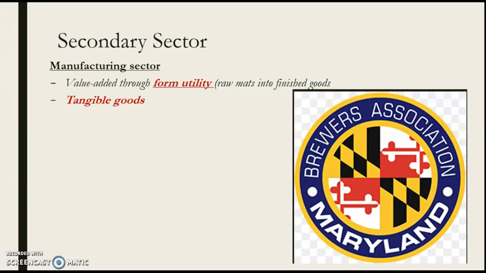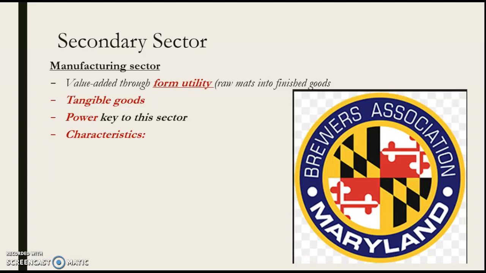The logo on your screen is of the Maryland Brewers Association. So think of something as simple and as ubiquitous and as common as beer. And beer is part of this manufacturing sector, this modern manufacturing sector, where we're bringing water, hops, wheat together and we're producing a finished product.